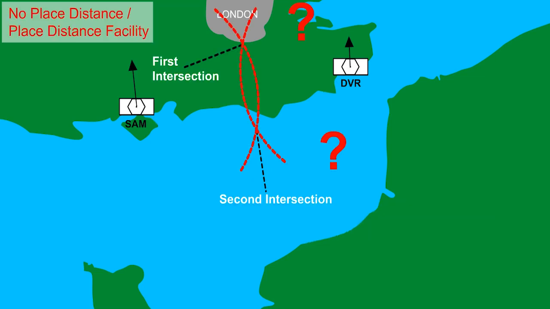Note, however, that there is no place distance/place distance facility, as this would result in two possible solutions, and the FMC would not know which one to take.